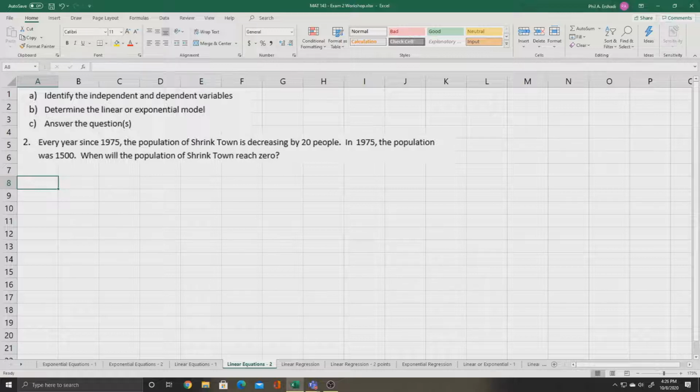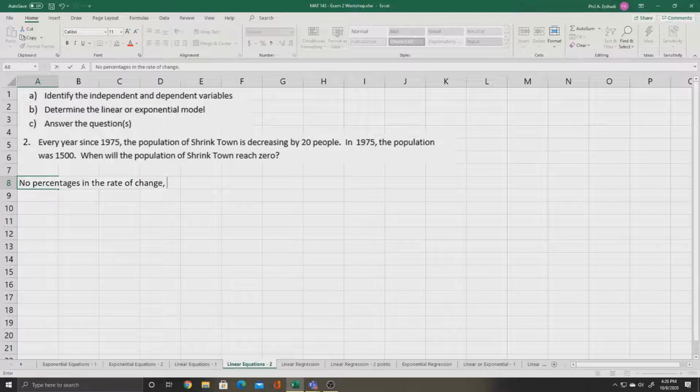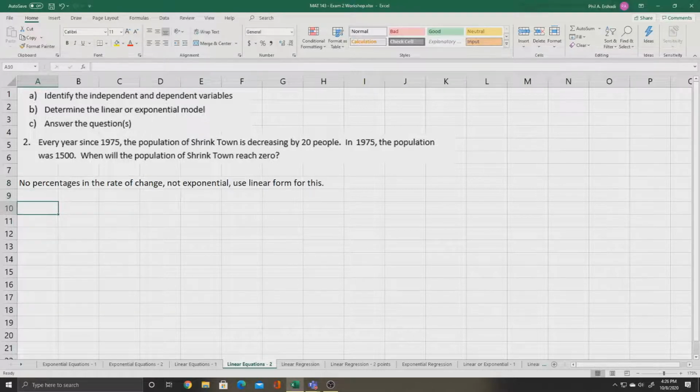So as I look through this question, I don't see anything about percentages. There's no percentages in the rate of change anywhere. So this is most likely not exponential. So we are going to use linear form for this. Once again, let's remind ourselves that linear form is m times x plus b.